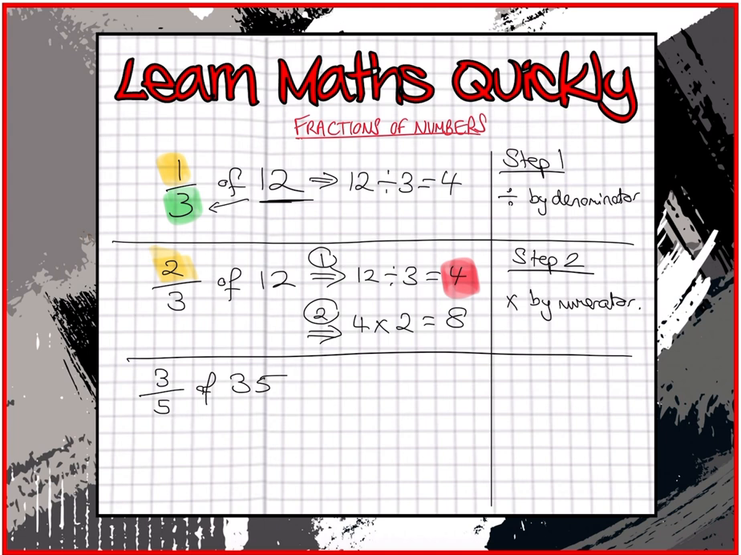Okay, so step 1, we divide 35 by the denominator. So that's 35 divided by 5, which makes 7, and that's what 1/5 of 35 is. But then we're trying to find out what 3/5 of 35 is. So we must multiply our answer, 7, by our numerator, which is 3. So it becomes 7 times 3, which is 21. And that there is our answer.